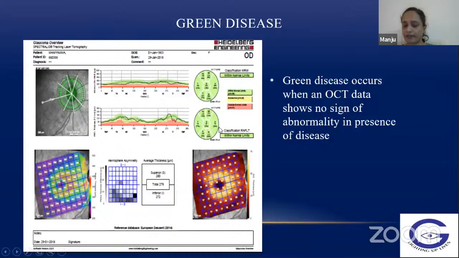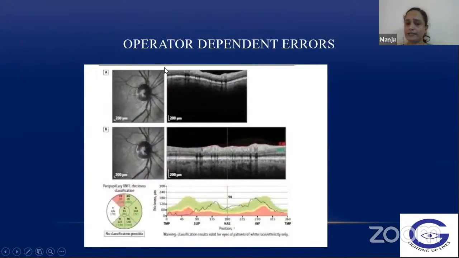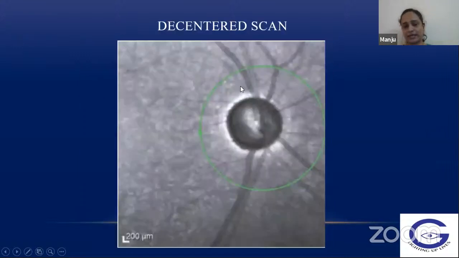Here actually all the values are in green, but if you look at the TSNIT curve, you can make out the localized dip. Operator dependent errors occur due to improper image acquisition as in this scan and decentration of the scan. Here the scan circle is closer to the optic disc superiorly, so it will give rise to RNFL thickening and here lead to RNFL thinning.